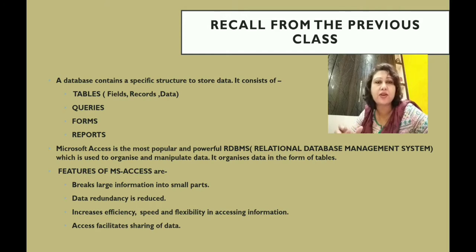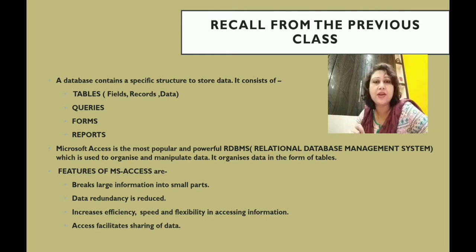In Microsoft Access, the data is organized in the form of tables. Lastly, we covered the different features of MS Access. In MS Access, we can break large information into small parts. Say for example, our personal details and our academic details. If we combine both, a table may have a large number of fields. In such cases, we can break the information, that is our personal details and our academic details, into different tables, so that it becomes easy for us to access that information.